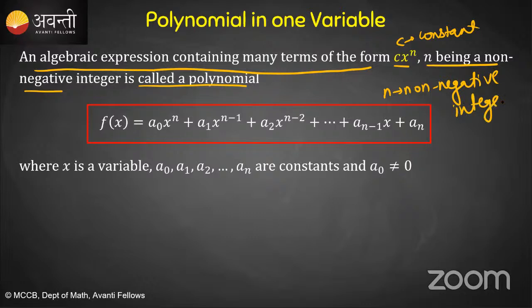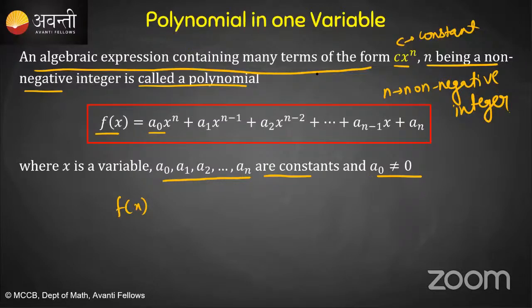Clear? So the polynomial, let's say f of x, is of the form a naught x raised to the power n plus a1 x raised to the power n minus 1 plus a2 x raised to the power n minus 2 up to a n minus 1 into x plus a n, where a naught, a1, a2 up to a n are constants, and a naught is non-zero. Is it clear?